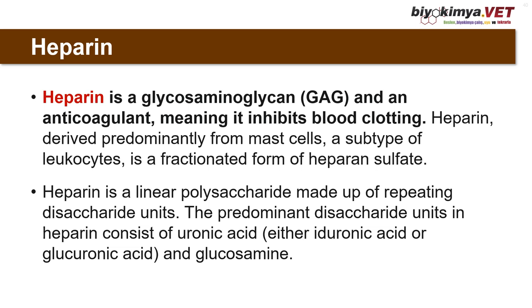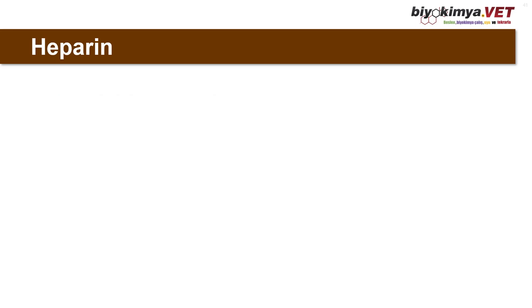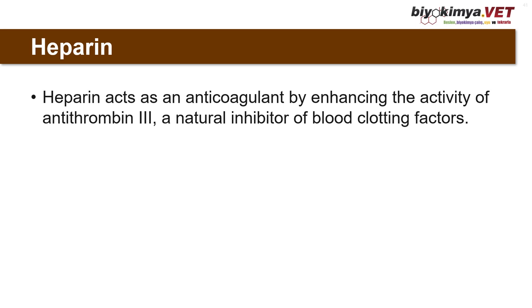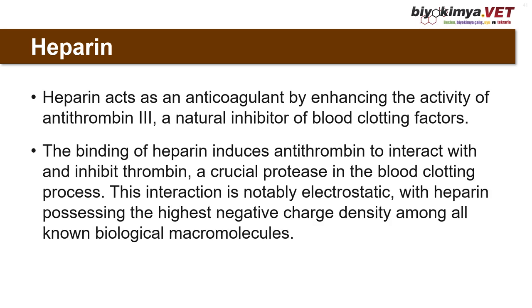The predominant disaccharide units in heparin consist of uronic acid, either iduronic or glucuronic acid, and glucosamine. Heparin acts as an anticoagulant by enhancing the activity of antithrombin III, a natural inhibitor of blood clotting factors. The binding of heparin induces antithrombin to interact with and inhibit thrombin, a crucial protease in the blood clotting process. The interaction is notably electrostatic, with heparin possessing the highest negative charge density among all known biological macromolecules.